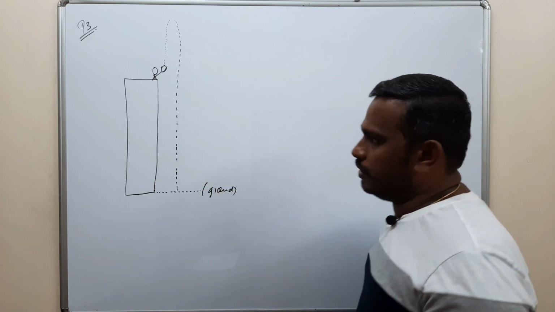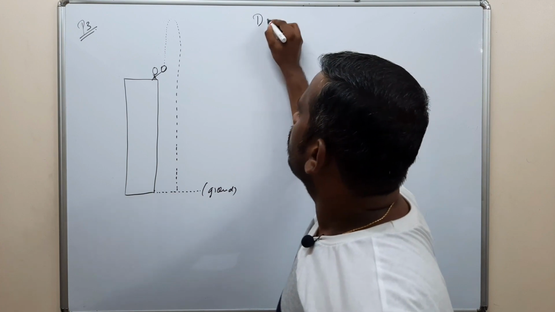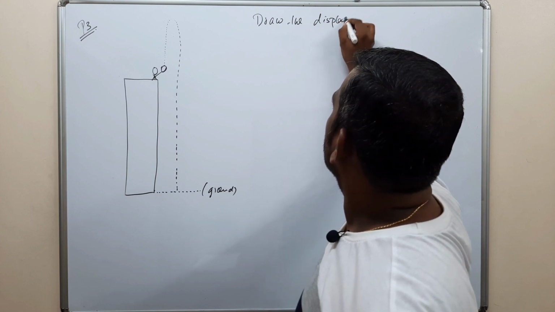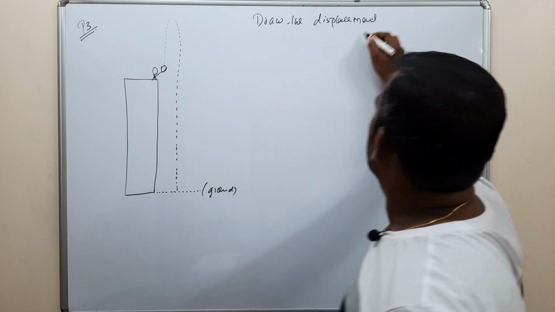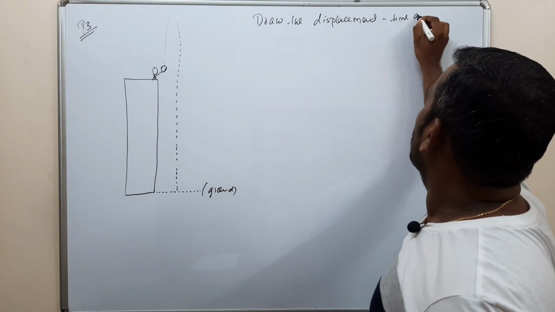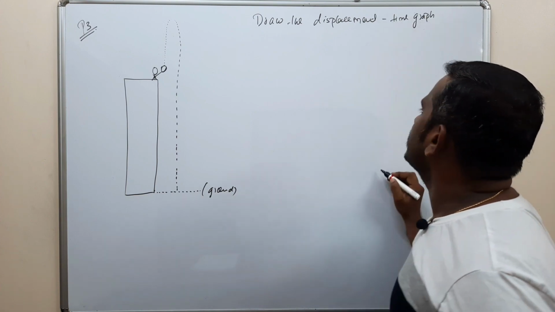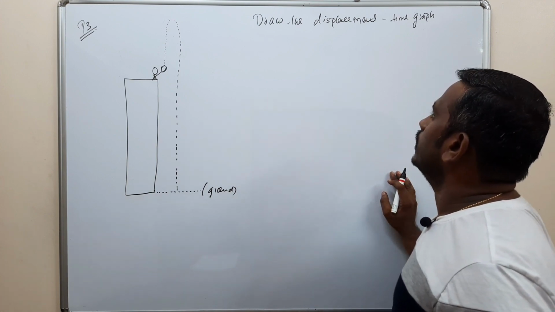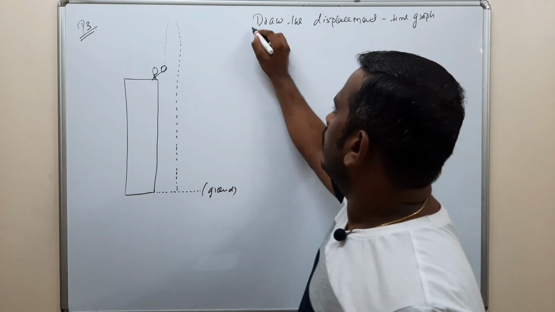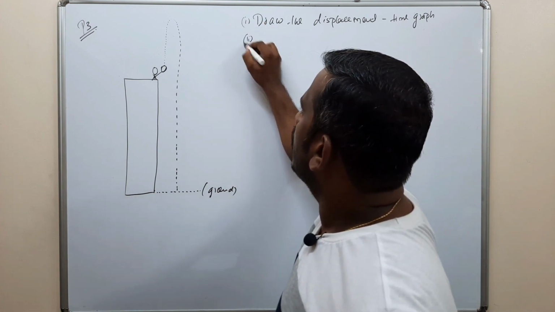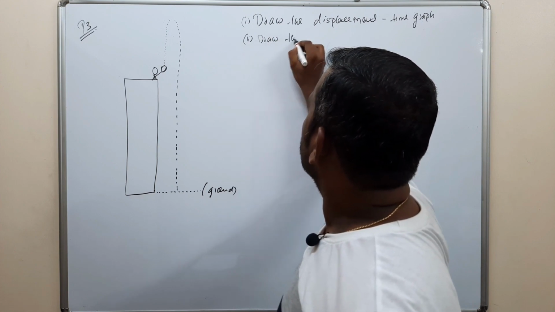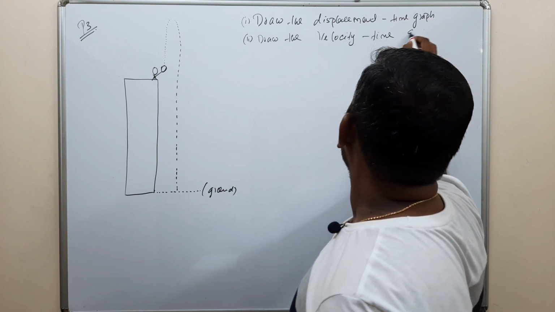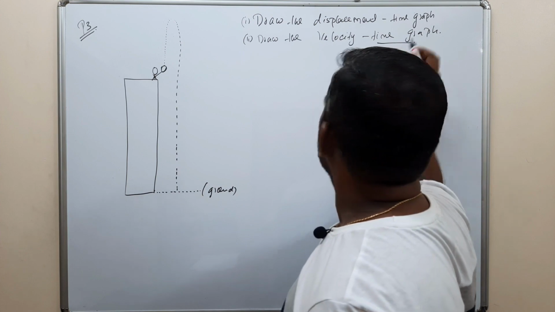Okay, so we have to draw the displacement-time graph for the motion of the ball. Draw one, the displacement-time graph. Two, draw the velocity-time graph for the motion of the ball.